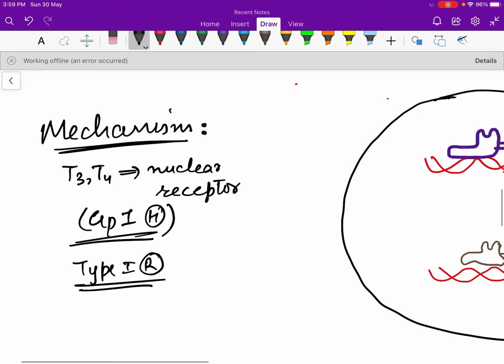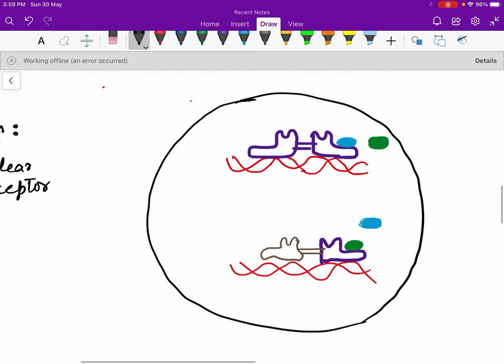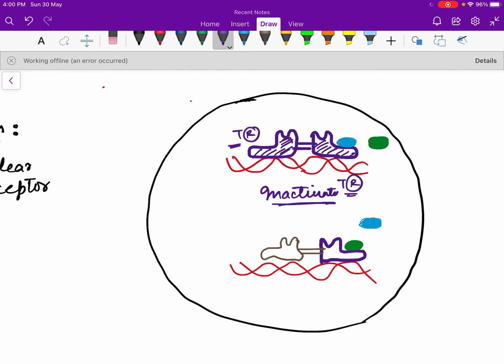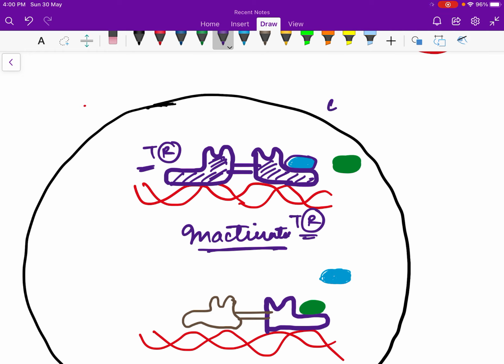Now this is a diagram. Here it shows thyroid receptors. This is one thyroid receptor, this is another thyroid receptor. When the hormone is not present, this is the inactivated form. These are present as dimeric units, one thyroid hormone receptor and another, and a molecule is bound to it which is called a co-repressor.